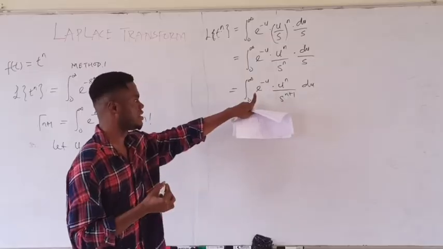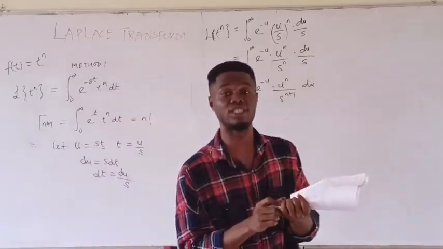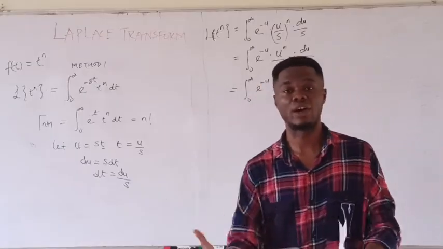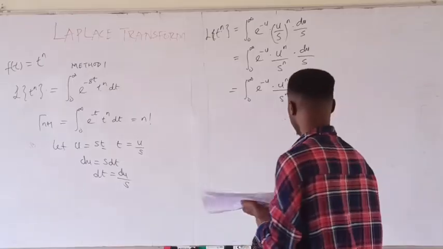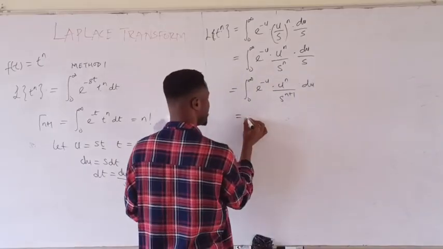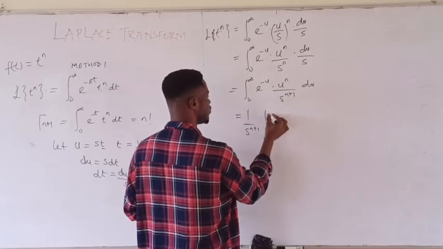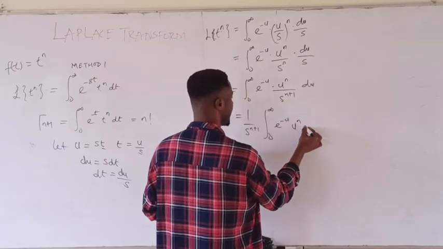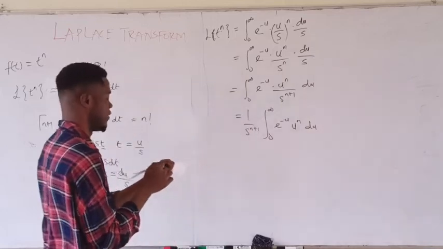So since I have this, I can decide to extend my s out of the integral, because in this situation, s is now a constant in this integral. So this is now equal to 1 over s to the power of n plus 1, the integral from 0 to infinity of exponential of minus u raised to the power of n du. So this is what I have, right?